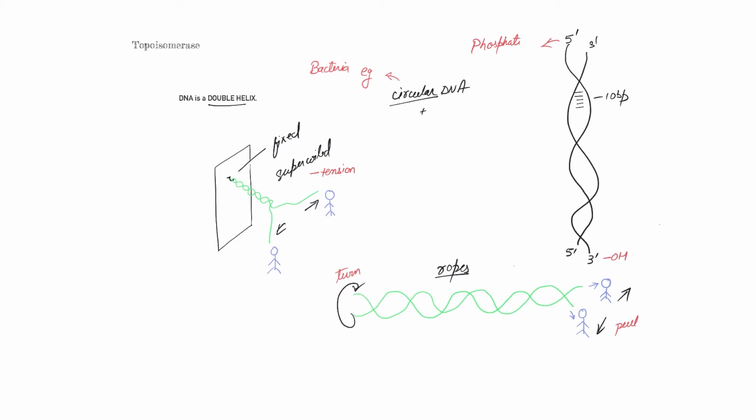Let's talk about the types. There are two types: positive and negative. So a positive supercoiling would increase the density and hence decrease the access to the enzymes, whereas a negative supercoil will decrease the density. It will unwind the DNA and hence increase the access to the enzymes.